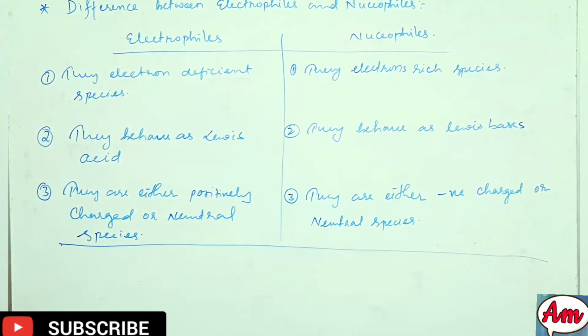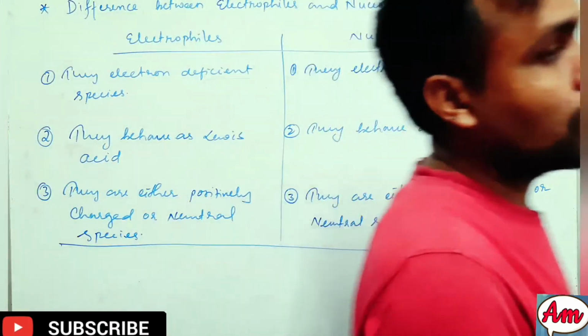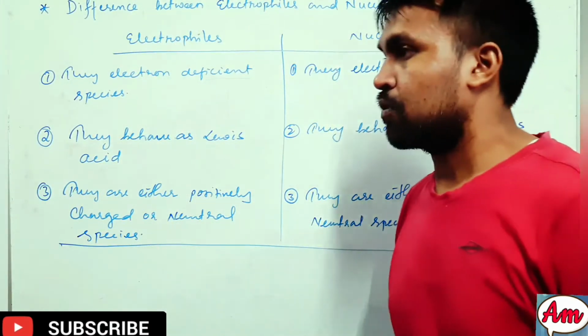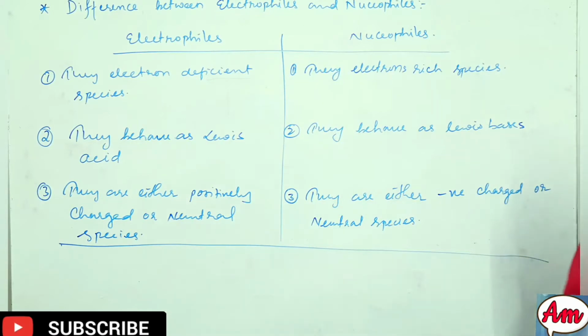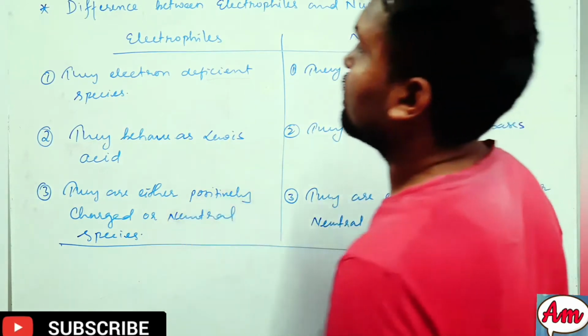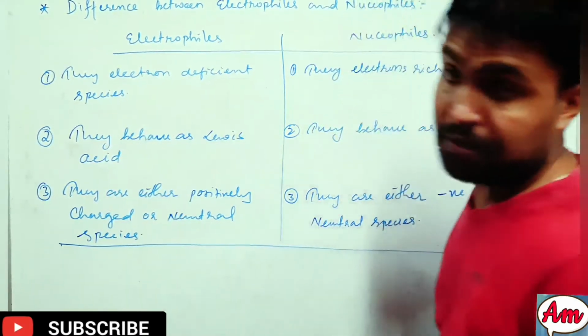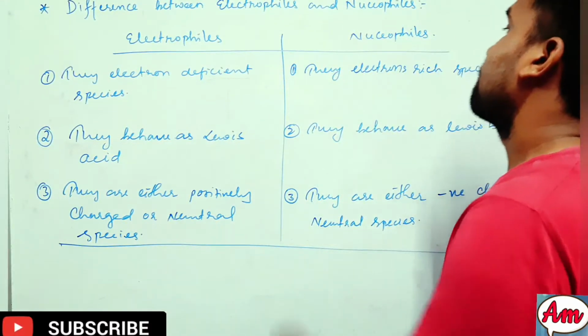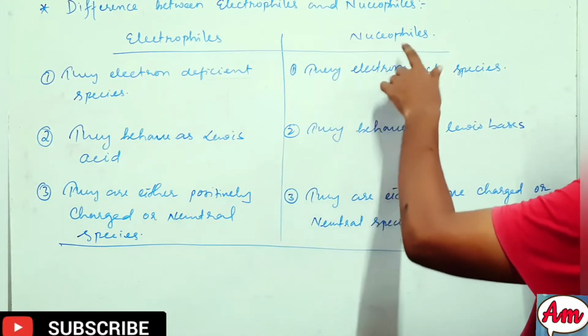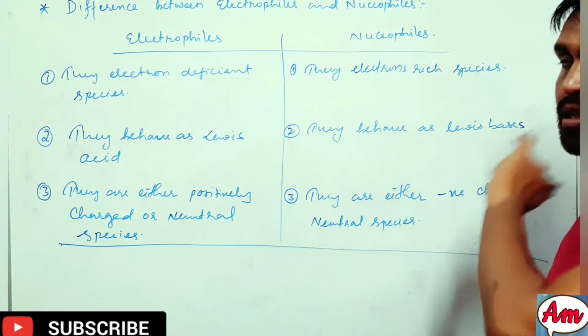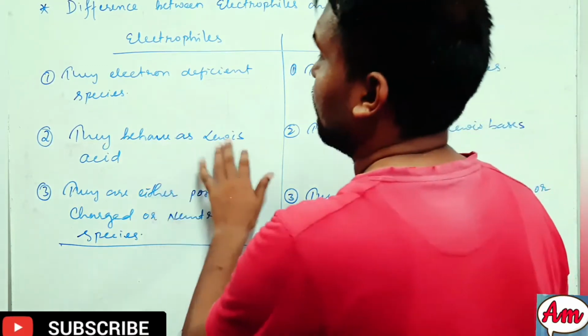So now we are going to study the differences between the electrophiles and the nucleophiles. So first difference is what? Electrophiles are electron deficient species. We have already studied. Nucleophiles are what? Electron rich species. Number two, they behave as Lewis acid.